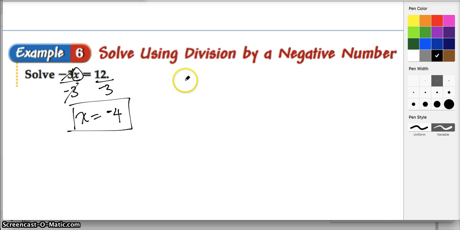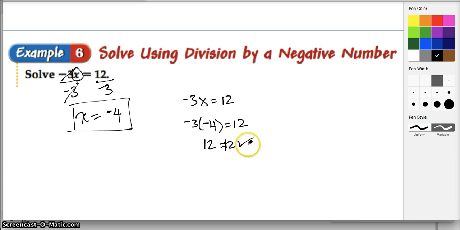Did they tell me to check it? I don't want to, but I'll do it anyway. I check by taking the original problem, plugging my answer in for the variable, and hoping everything works out beautifully. -3 times -4 is a positive 12. 12 is equal to 12. Woohoo!